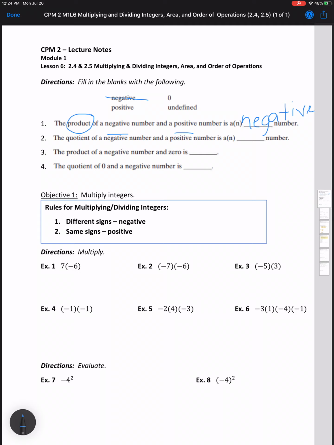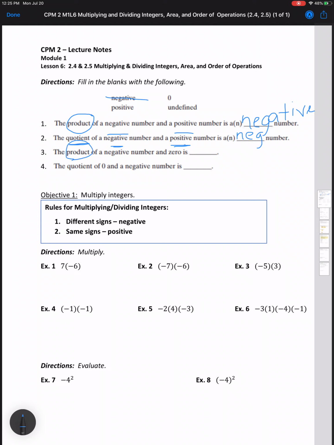Number 2, the quotient of a negative. So remember quotient means to divide. So whenever we're dividing and our signs are different, it will still be a negative number. And I'm just going to abbreviate negative since my blank's so small. Negative number.